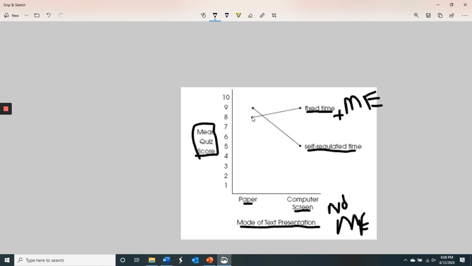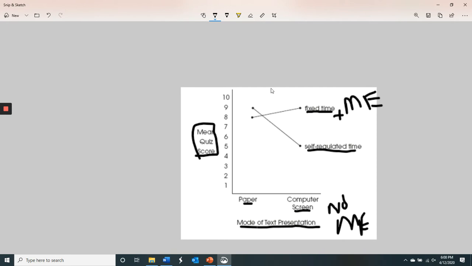So in one method, I just described the dots. How far are the dots away? Well, they're not far away from here. Well, not far away for the paper. So fixed time self-regulated doesn't make much of a difference for paper. However, the dots are really far here. So for people doing a computer screen, they did much, much better under fixed versus self-regulated time.